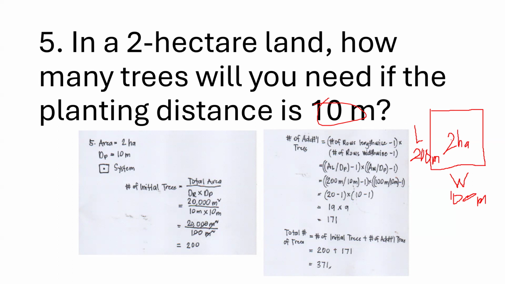So all in all, the number of trees that you will need to plant a 2-hectare land with a planting distance of 10 meters using quincunx or diagonal planting system is 371. Okay?